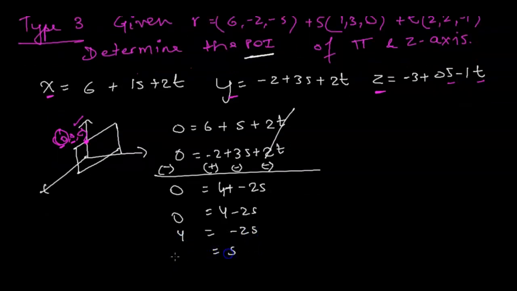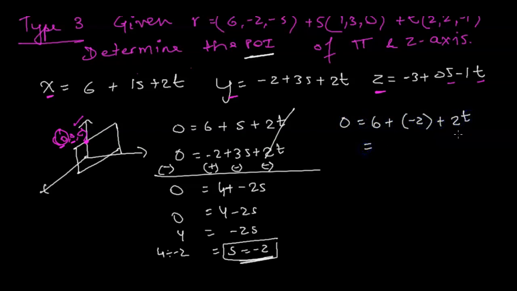And this would give me s equal to 4 divided by negative 2, which is negative 2. All I have to do is just substitute this s into any one of these two equations. I'm just going to put it in the first one. So it would be 6 plus s, which I know is minus 2, plus 2t. I'm doing this to solve for the t value.